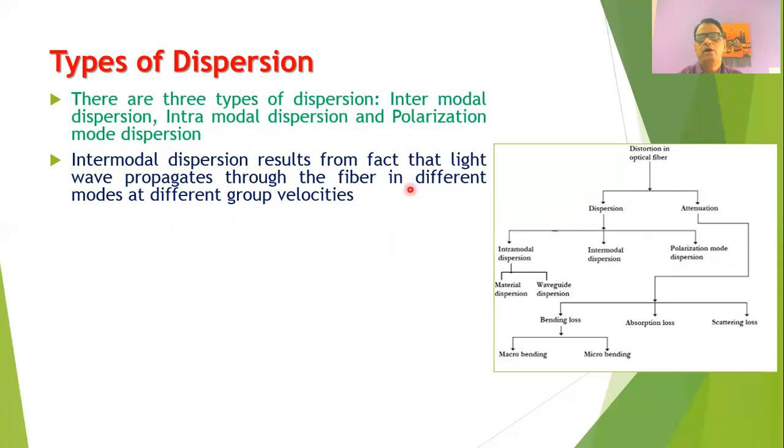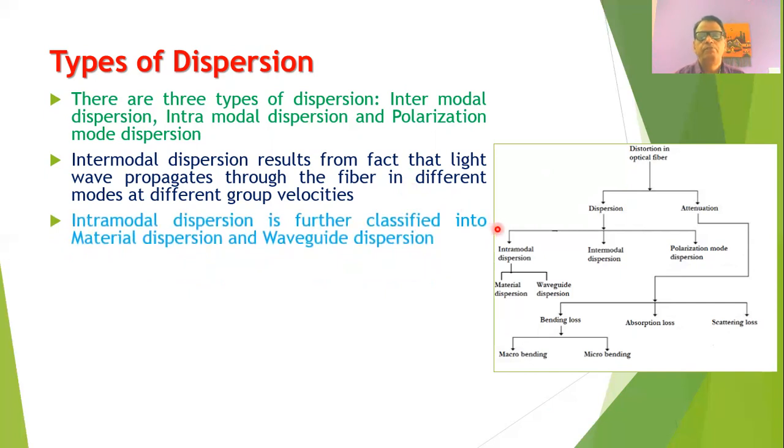Intermodal dispersion results from the fact that the light wave propagates through the fiber in different modes at different group velocities. We know that whenever light is injected into the fiber, some of the light rays will travel along the axis of the fiber, and some of the light rays will trace a zigzag path along the fiber. When the light rays propagate in different modes, they have different velocities, and therefore when they reach the other end of the fiber, there will be a spreading of the light ray.